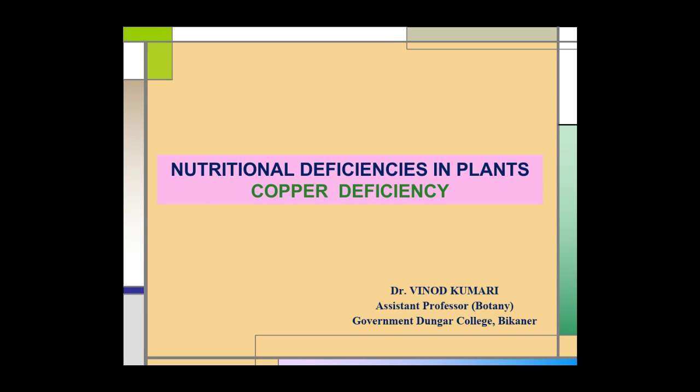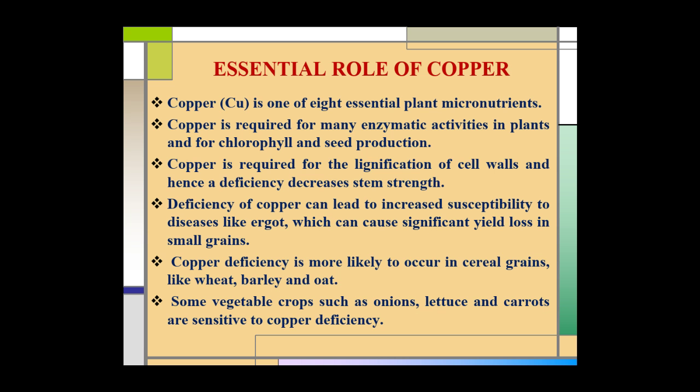Nutritional deficiencies in plant. Under this topic, today we are going to study about the copper deficiency symptoms in plant. Let us start with the essential role of copper in plant. Copper is one of the 8 essential plant micronutrients. It is required for many enzymatic activities in plants and for chlorophyll and seed production.